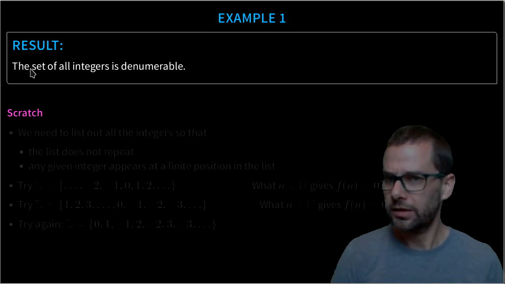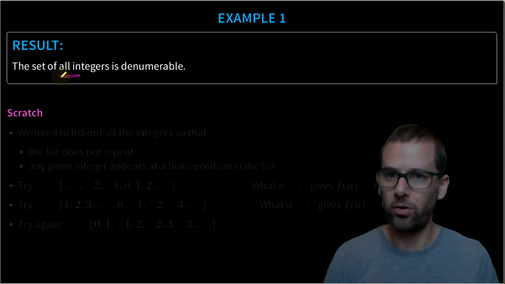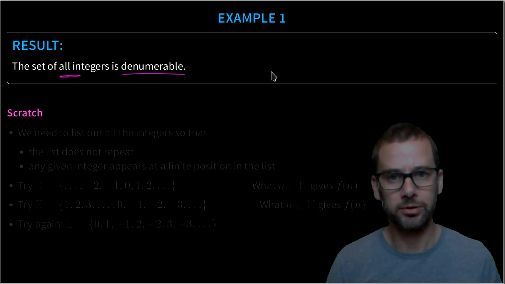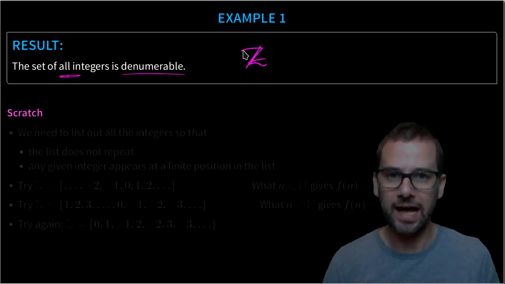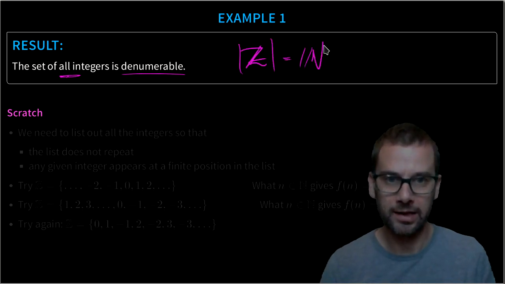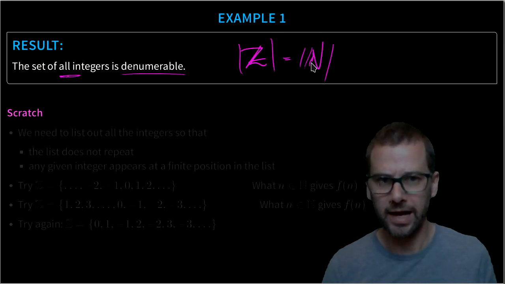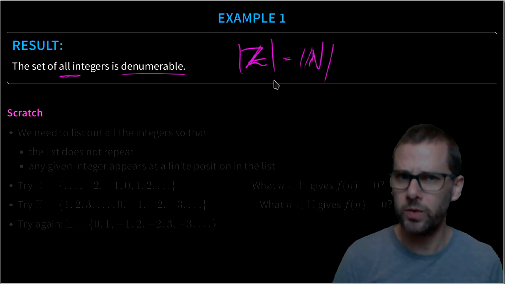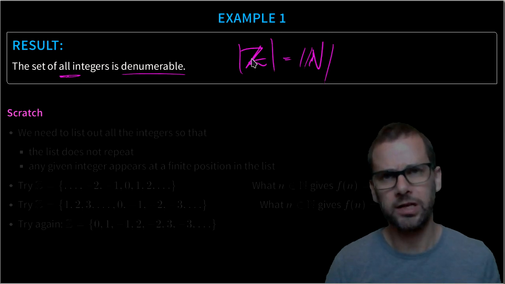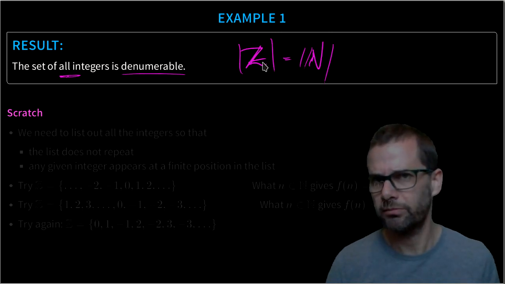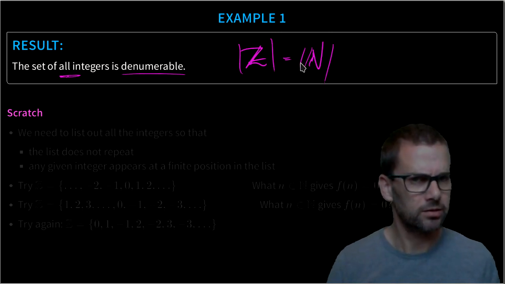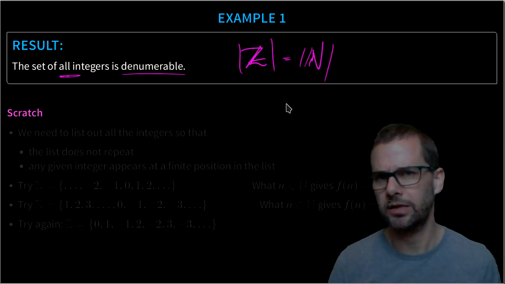So first of all, let's prove that the set of all integers is also denumerable. So this is telling me that z is actually the same size as n. Okay? So the natural numbers are the same size as all integers. And this is weird because, of course, the integers feels like it should be twice as big because it contains everything positive, everything negative, and 0. So it feels like it should be twice as big as the natural numbers.